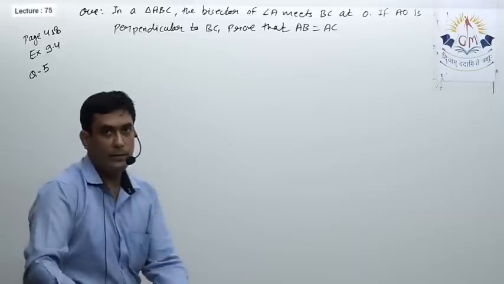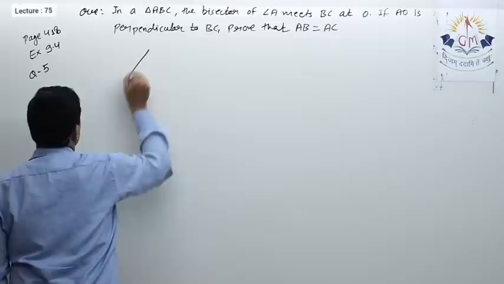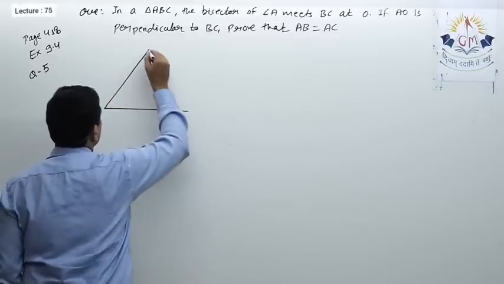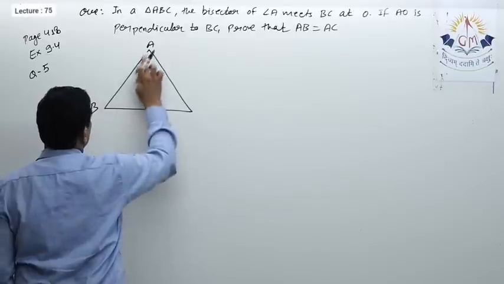So there is a triangle. In this, a bisector of angle A is given. So here is the triangle ABC.